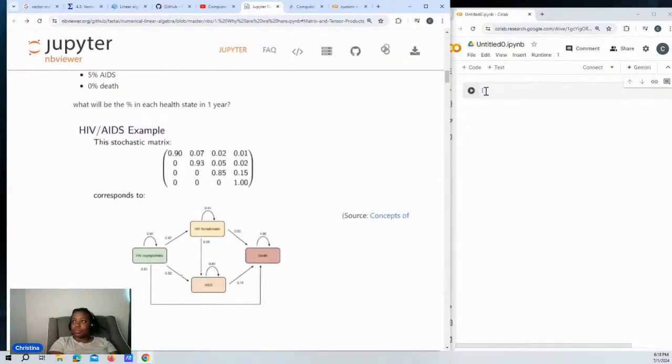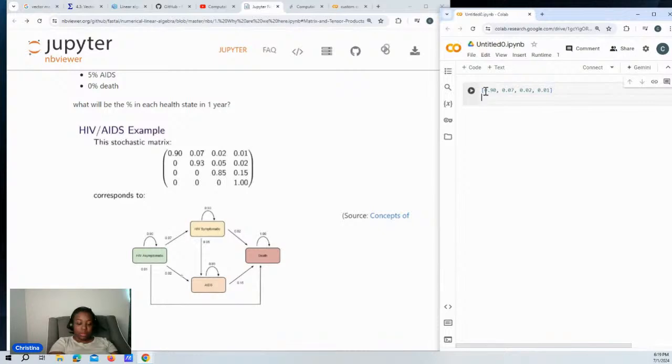Here we go. This would be 0.90, 0.07, 0.02, 0.01, and this would be 0, 0.93, 0.05, 0.02, and this would be 0, 0, 0.85, 0.15.